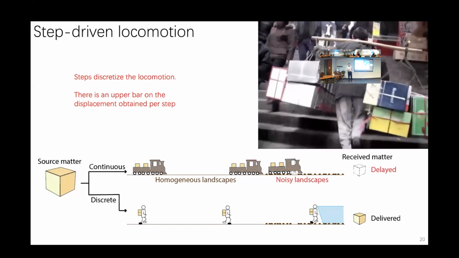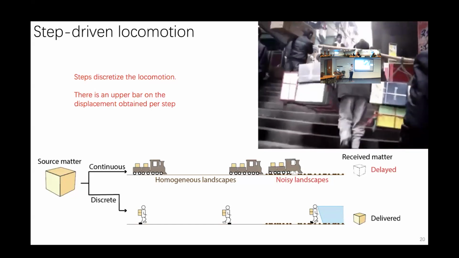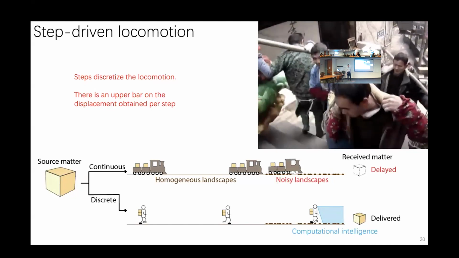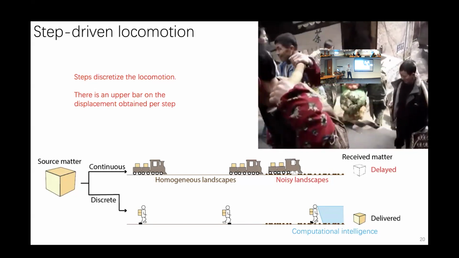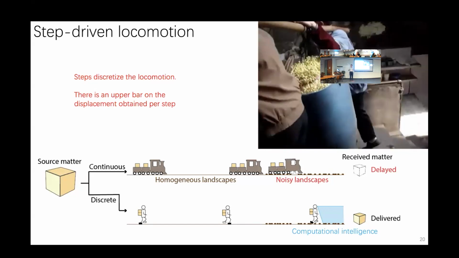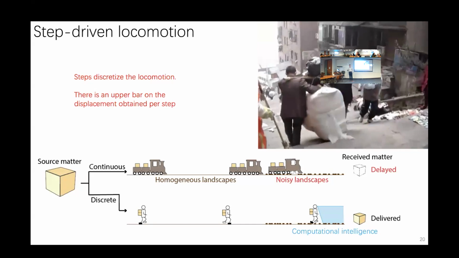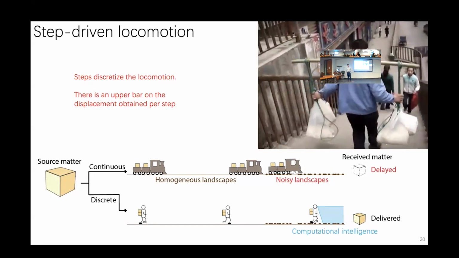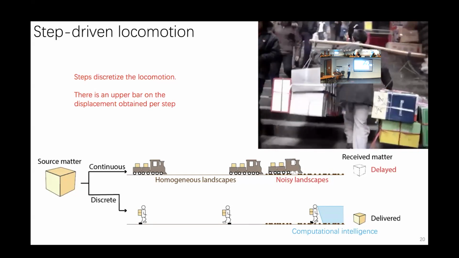And that being said, it has been stereotyped that computational intelligence, the capability to perceive and respond to environmental perturbation, is a necessary condition to facilitate step-driven locomotion. We wonder if that is universally true.